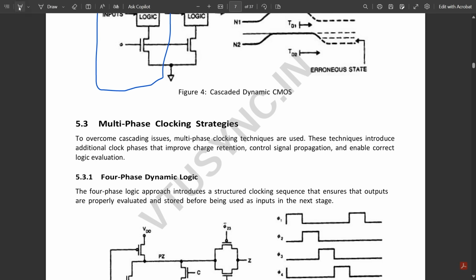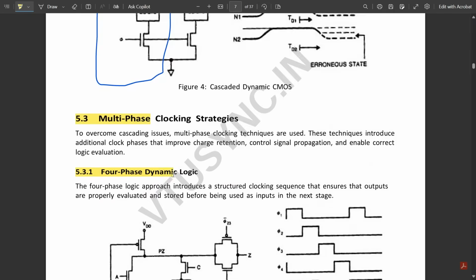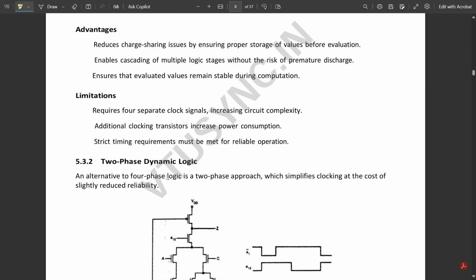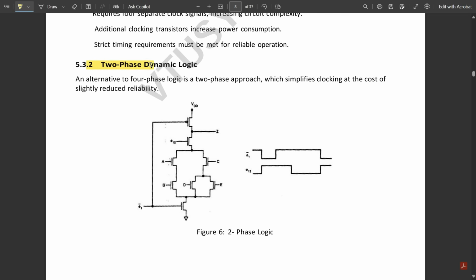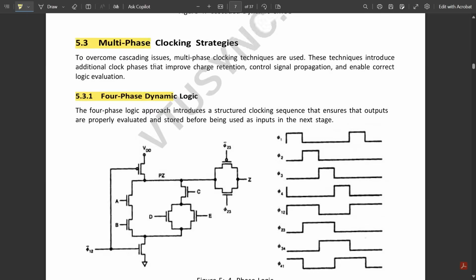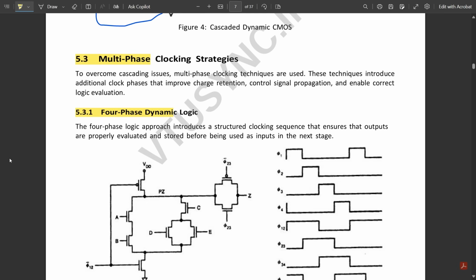Now under dynamic CMOS, again we have two important phases, that is multi-phase clocking strategies. Under that we have two important phases for dynamic CMOS. One is four-phase dynamic logic, and another one is two-phase dynamic logic. So let us discuss one by one what the four-phase and two-phase dynamic logic are.